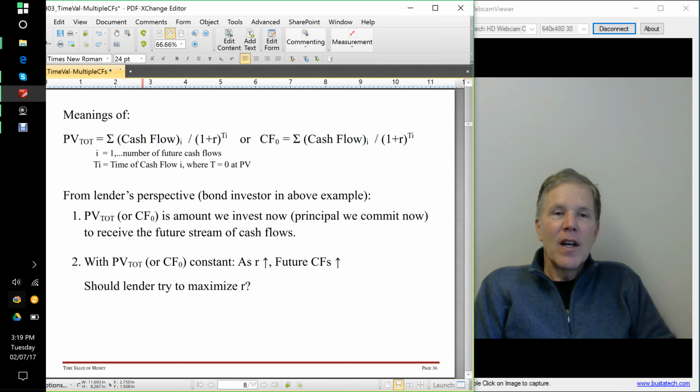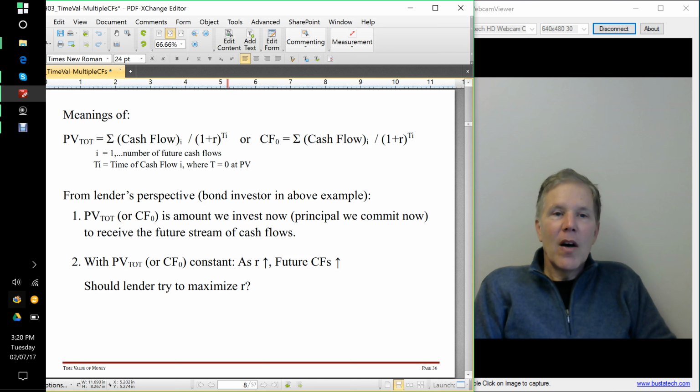Notice how we have cash flows on the right side now in either case. And the farther along we go, the more we're going to be interested in just cash flows and not measuring amounts of money that are already in an account and just sitting there. So from a lender's perspective, if we look at the above equation in either form, PV total or CF0 is the amount we invest now, or the principal we commit now, to receive the future stream of cash flows.